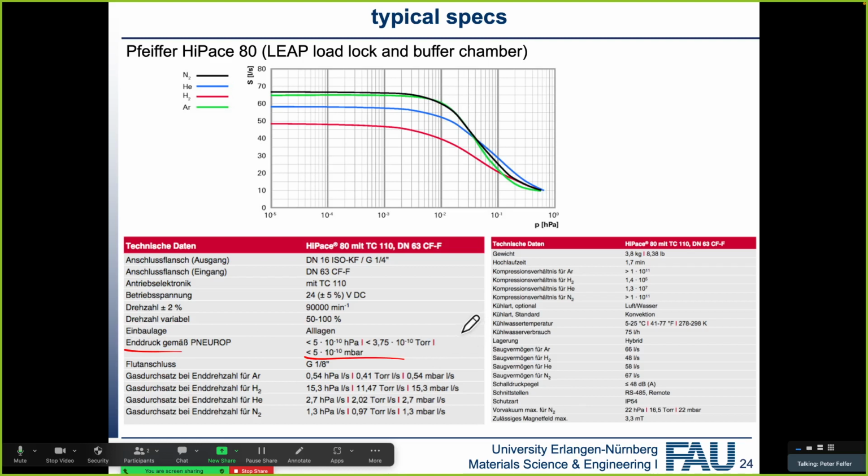So higher ultra high vacuum level, but still ultra high vacuum level. What you can also see is that it will have different compression ratios for different elements. So heavier elements are easier pumped than lighter elements. It's harder to get rid of hydrogen, for example, compared to argon or nitrogen. Very important to remember.